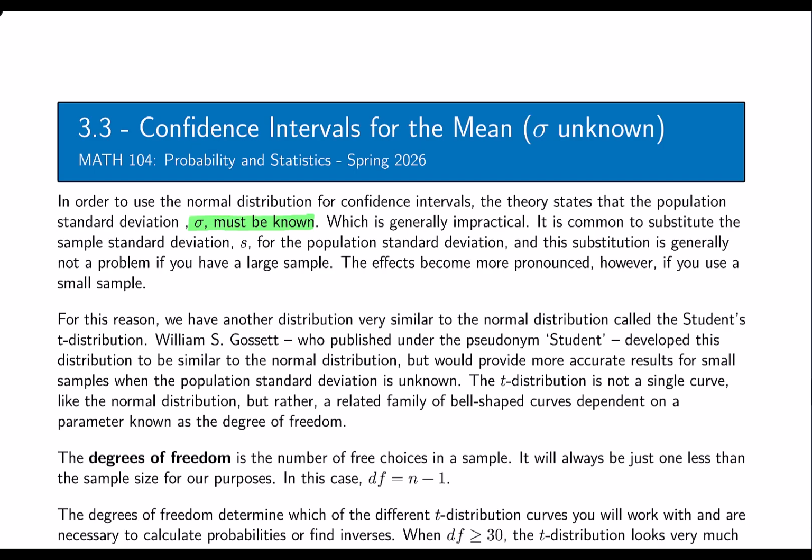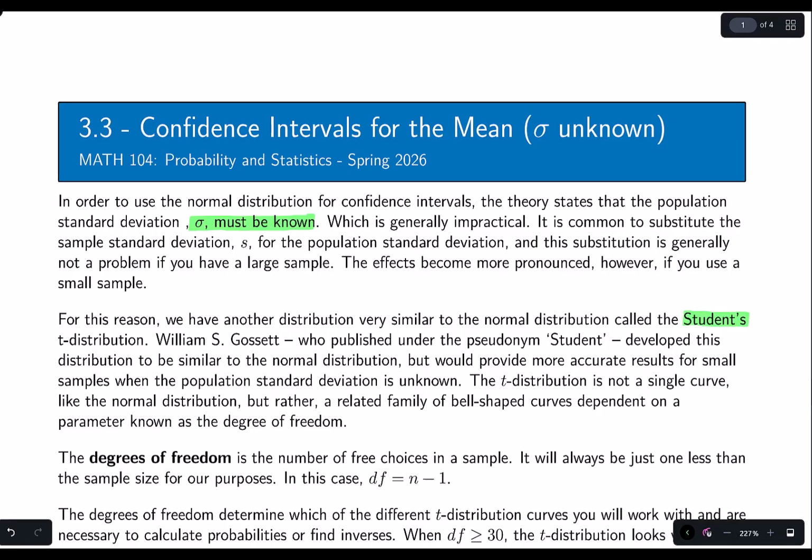So, for this reason, we have another distribution altogether, a completely different distribution that's used in place of the normal distribution, which is called the student's t-distribution. Now, the student's t-distribution has kind of a unique history. It was created by a statistician by the name of William Seeley Gossett, and he published his results under the name student.